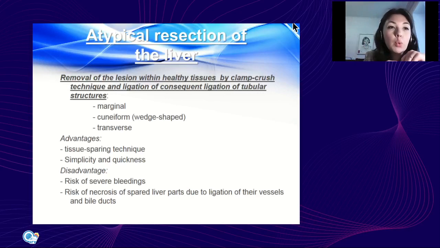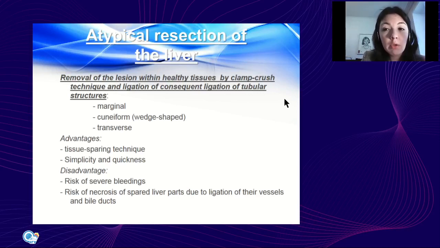And to crush, to make a dissection, we don't use scalpel in the liver. We take a clamp and we start to crush the tissues. And while crushing, we see that there are small vessels, but they are very numerous, which start bleeding. And we consequently ligate them. According to the shape of an atypical resection, the following resections are distinguished.